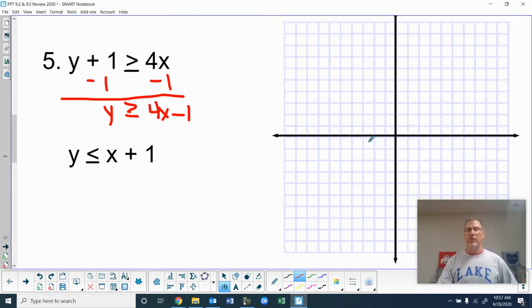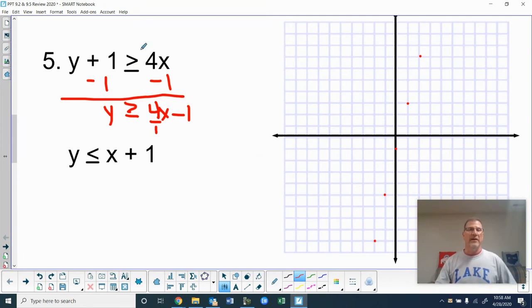All right, so -1 is my y-intercept, remember, on the y-axis. And then my slope is 4. Remember, we can put it over 1 for a rise and a run. So up 1, 2, 3, 4, and over 1. And if I go down 1, 2, 3, 4, just go left 1. 2 negatives make a positive.